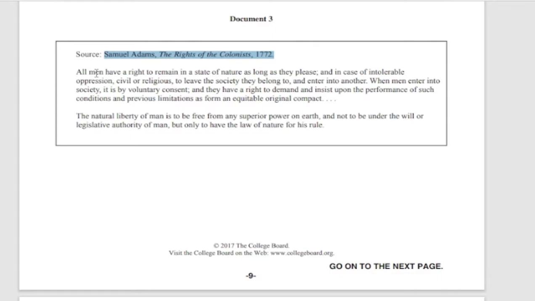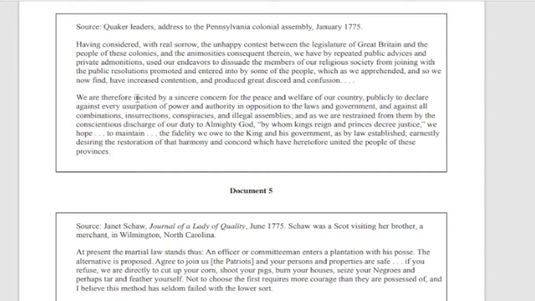So, we live in a society, but we live in a society because we choose to. Interesting. The state of nature. That's always a fun one, too. State of nature, right? What is the state of nature? Is it great? Is it terrible? Is it awesome? Does it suck? I don't know. Depends on who you are. Quaker leadership. The Pennsylvania Colonial Assembly.